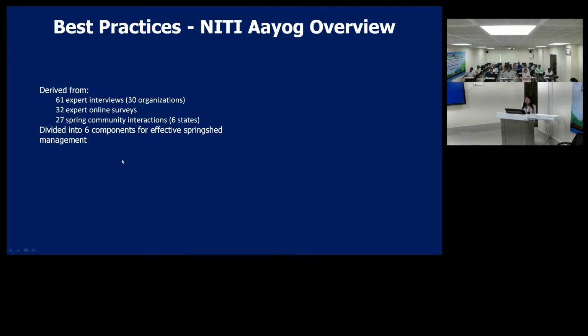Now we'll understand the best practices of Niti Aayog. Niti Aayog has come up with some best practices of Springshed management. These best practices have been developed through 61 expert interviews, 32 expert online surveys and 27 spring community interactions. Based on this Niti Aayog overview, in Springshed management there are six components. So we will go through them stepwise, one by one.